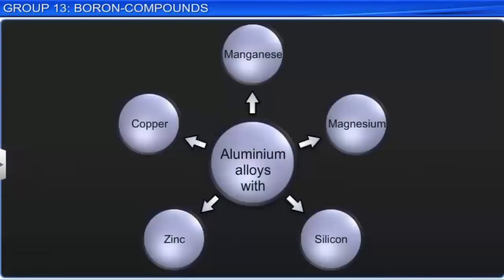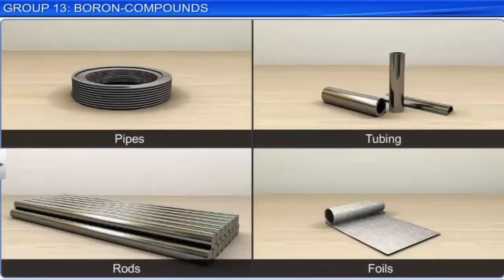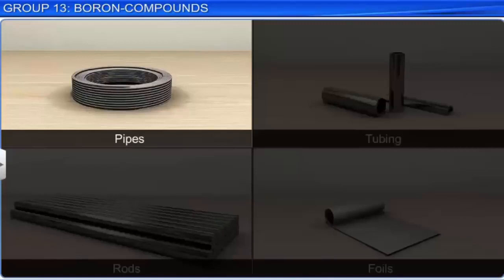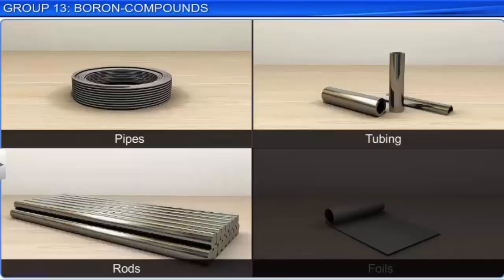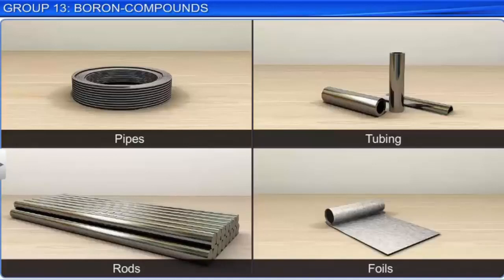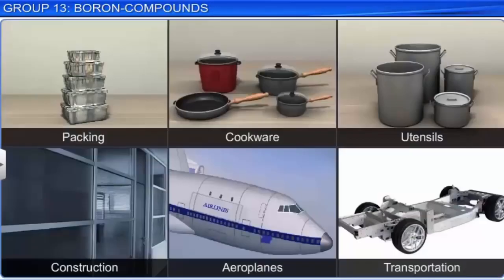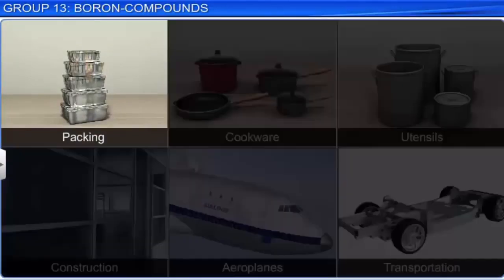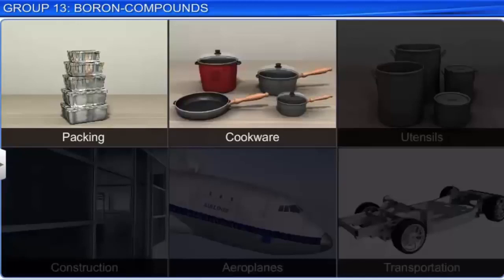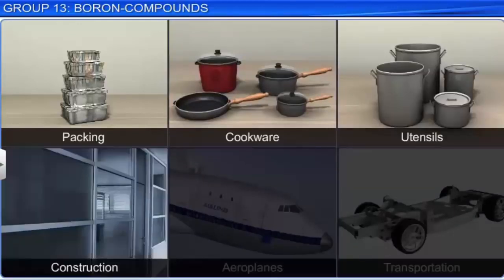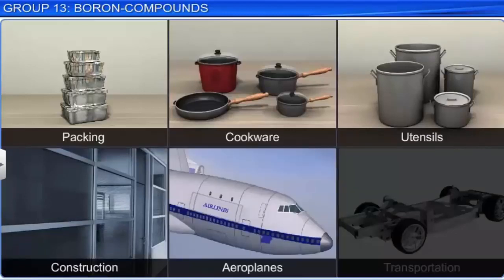Aluminium forms a number of alloys with various elements, including copper, manganese, magnesium, silicon, and zinc. Aluminium and its alloys are readily shaped into pipes, tubing, rods, wires, or foils. Hence, aluminium and its alloys are widely used in packing, cookware, utensil making, construction, aeroplanes, and transportation industry.